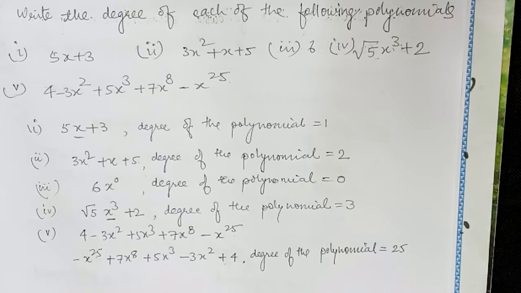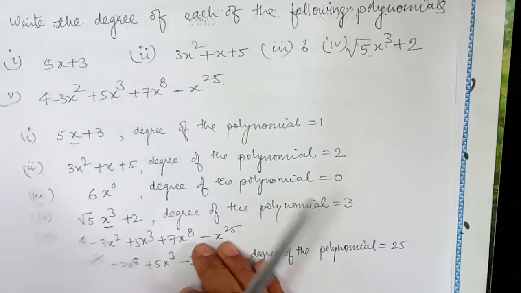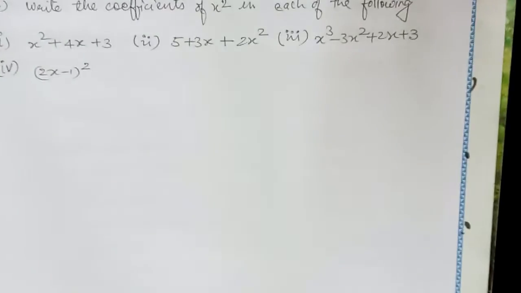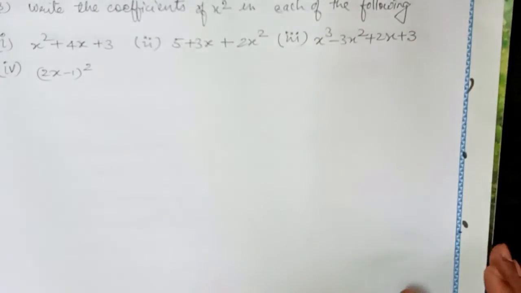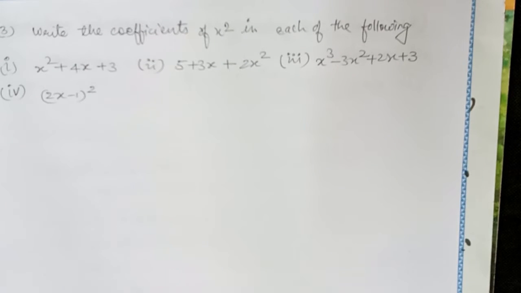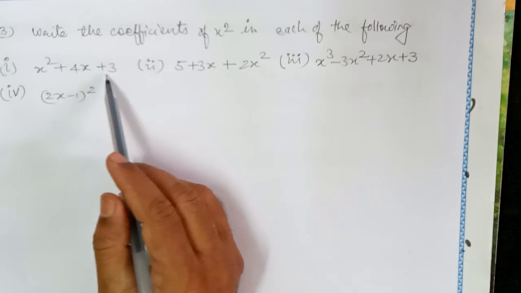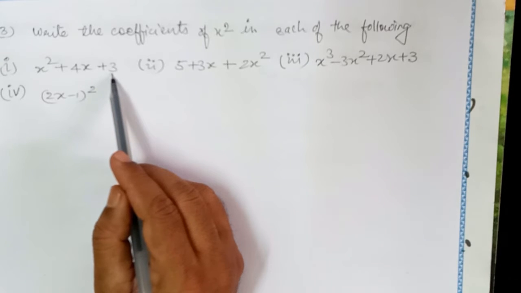Okay, now we'll move to the next question, that is write the coefficient of x square in each of the following polynomials. Now here it is given to us x square plus 4x plus 3, which is given to us.